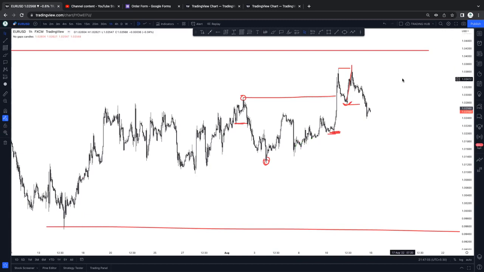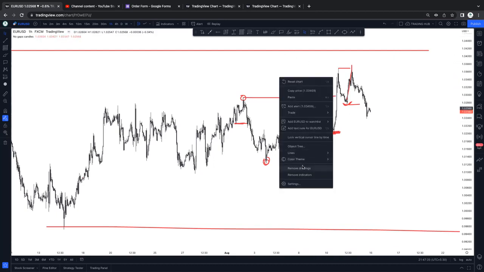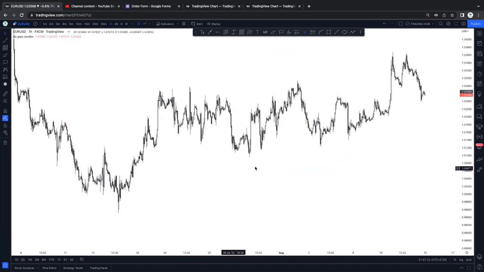In a clean chart, to start mapping the structure, you actually have to focus on marking the structure first. For example, in this case, as you can see, the market is bullish. So you have to start from the bottom. Where is the last recent high and low?